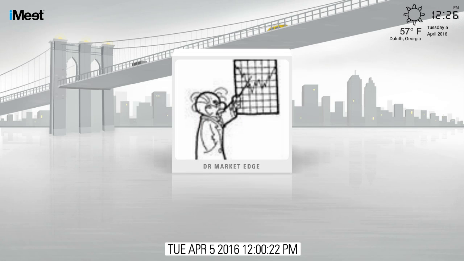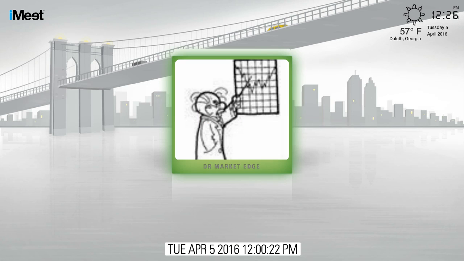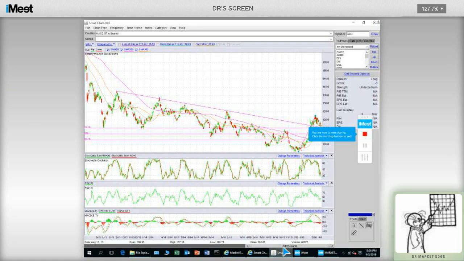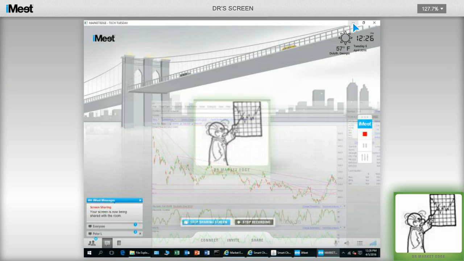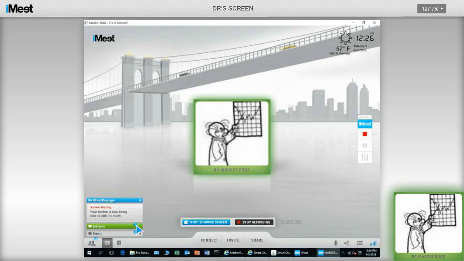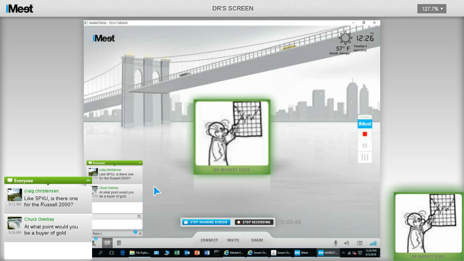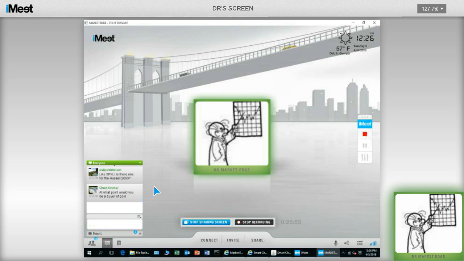Let me close this here so we can share the screen and look at some of the charts. Okay, can you see that? All right, so let's get to these questions here. Is there an ETF like SPXU for the Russell 2000? Yes, there is. It's SRTY, the triple leverage short for the Russell 2000.